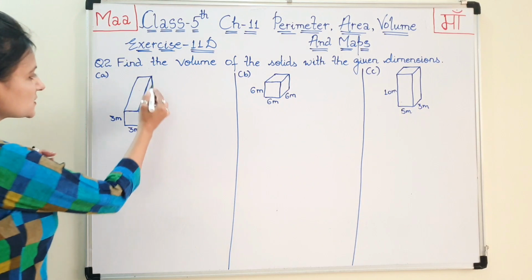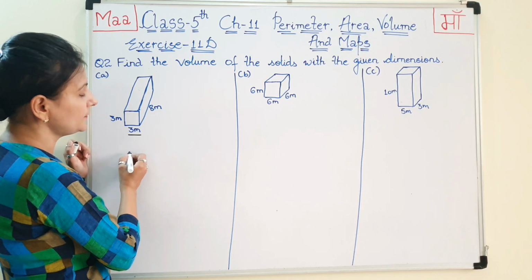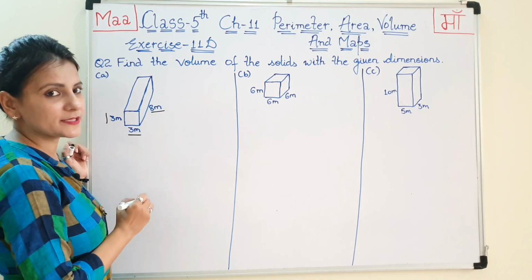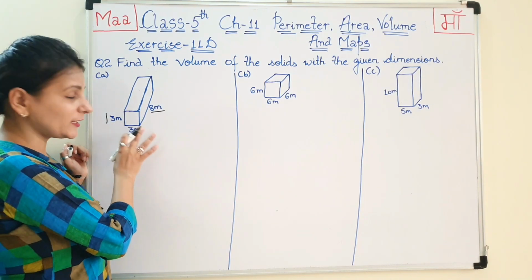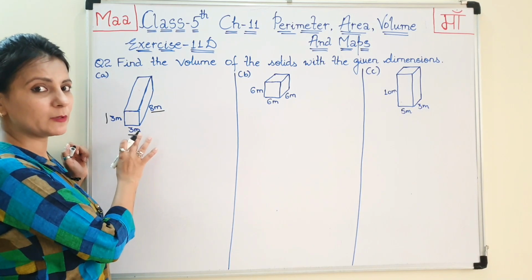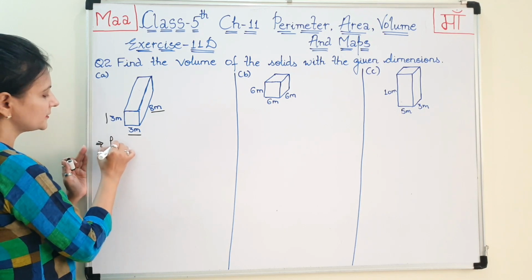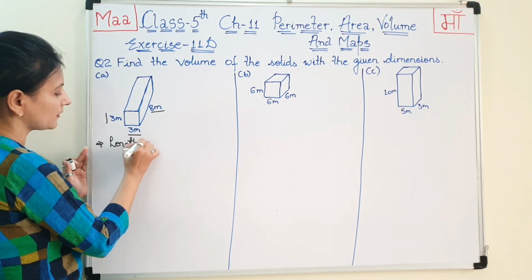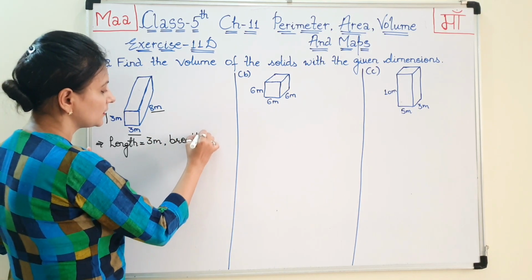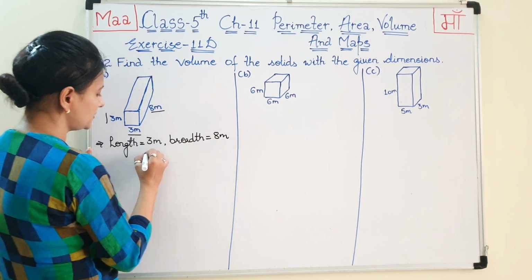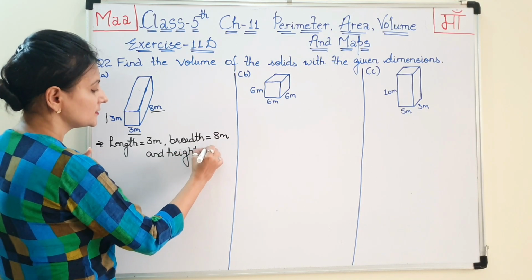So see, this first figure is the cuboid. Where you can see length is there, breadth is there and height is there. So this is the length, this is the breadth and this is the height of the cuboid. So keeping this dimension in our mind, we will be putting the formula of volume of cuboid. So see, here you will write length is given here as 3 meter, breadth which is given in the figure is 8 meter and height is mentioned in the figure as 3 meter.